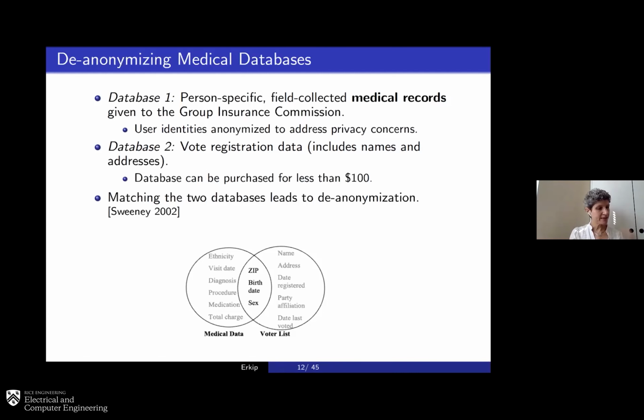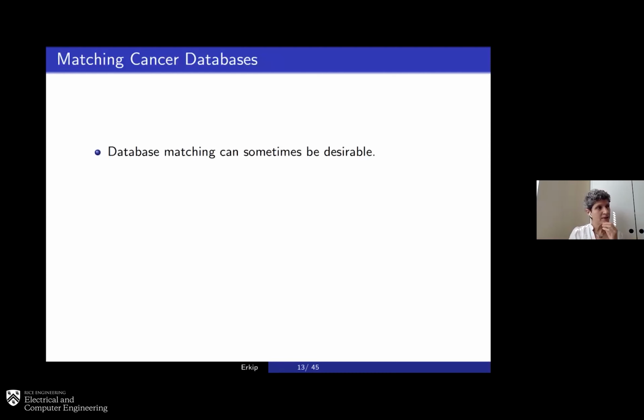So we've seen that graphs in practice could be matched to compromise privacy. Databases could be matched to compromise privacy. But I also want to talk about some of the good uses of matching databases.